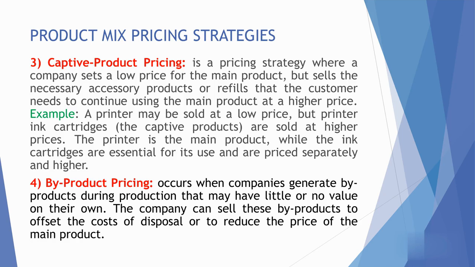4. Byproduct pricing occurs when companies generate byproducts during production that may have little or no value on their own. The company can sell these byproducts to offset the costs of disposal or to reduce the price of the main product. Example: in paper production, the leftover wood chips or sawdust can be sold as fuel or animal bedding. This helps lower the overall cost of producing the main product, paper.